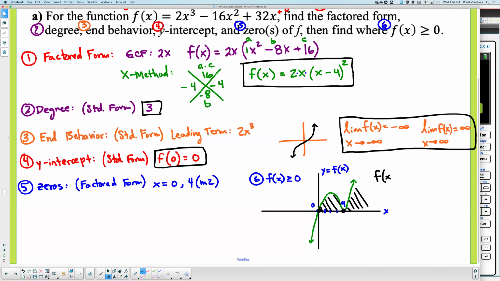So f of x, I'm going to use full English here, is greater than or equal to 0 on the interval. Where do I start from? 0, and I'm going to do a bracket because I'm including that value. From 0, I don't have to break it at 4 because that's one consistent piece. I'm equal to 0, I'm greater than 0, I don't have to break it. From 0 all the way until infinity. That's going to be my answer right there. So that's my last answer right there.